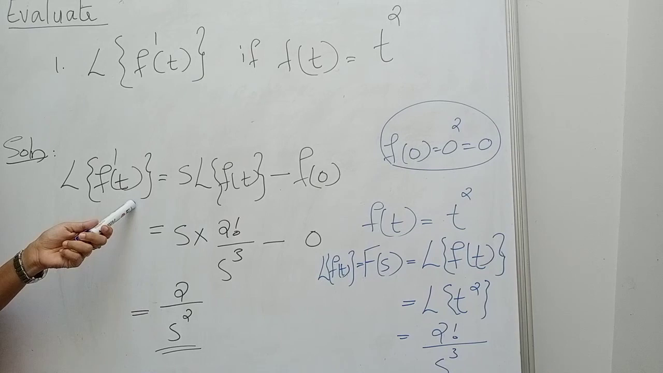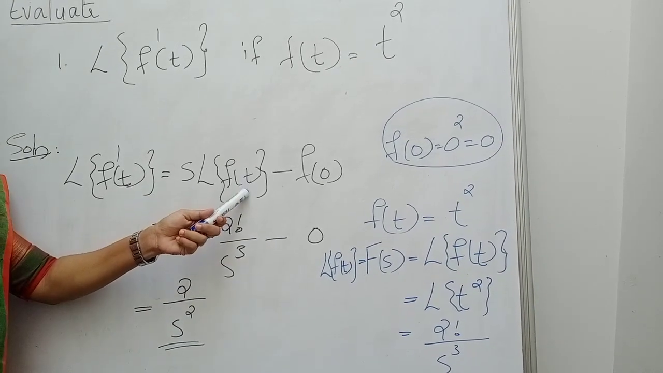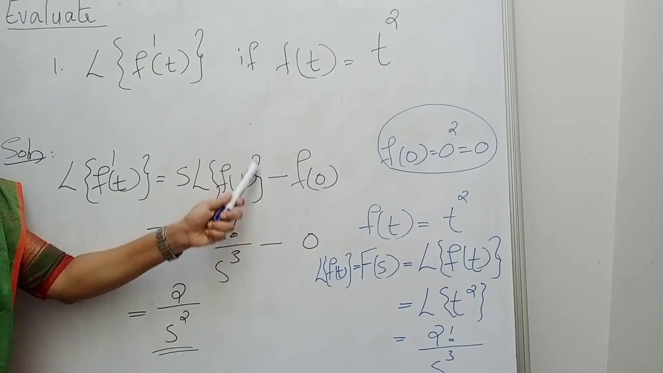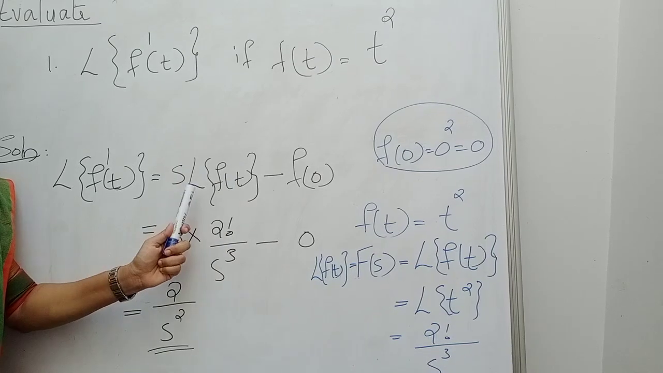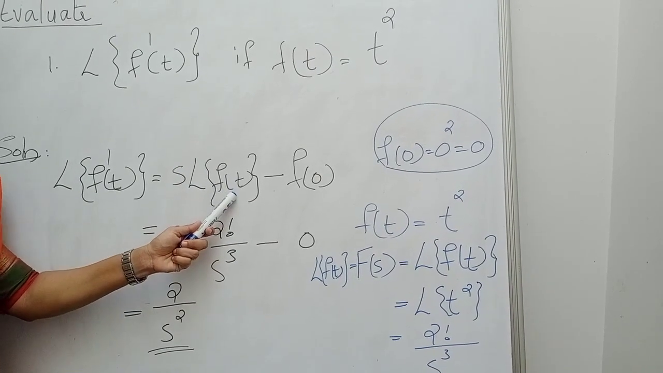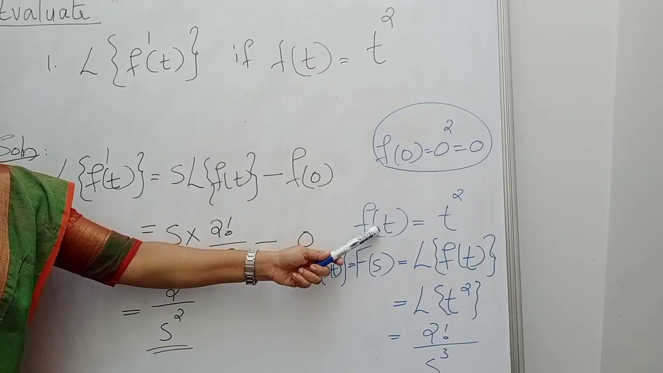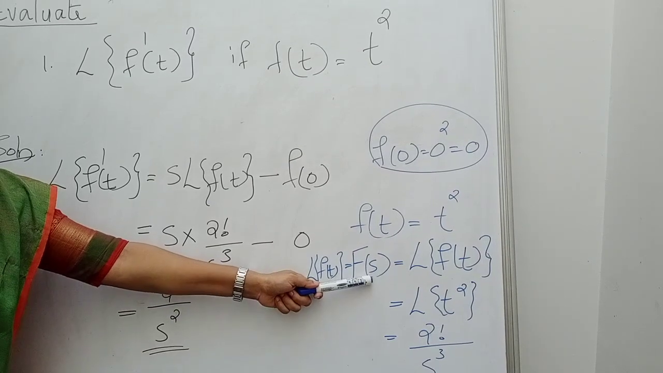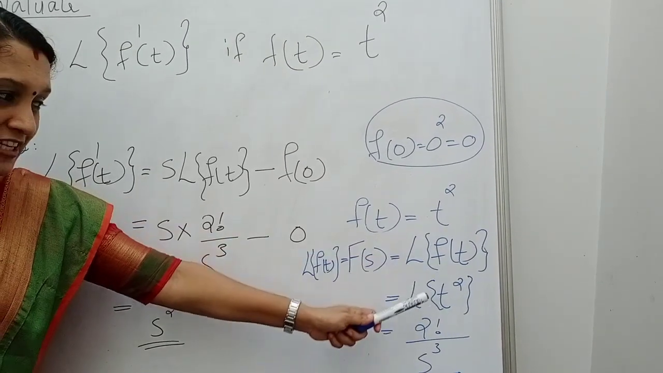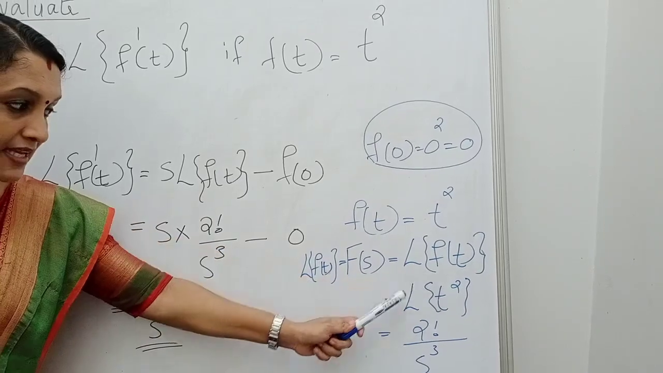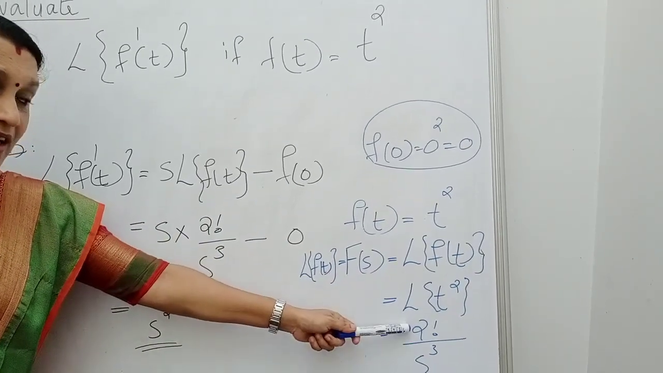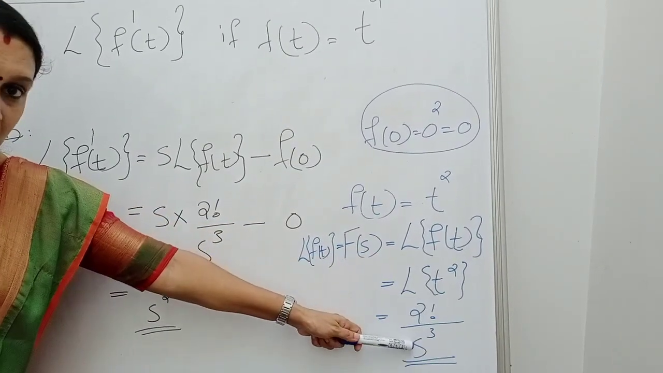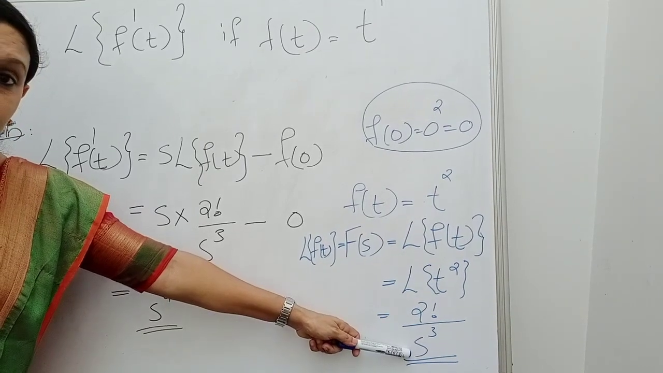L f dash t, by the definition, it is s into L of f of t minus f0. S into L of f of t. So, for the function f of t, first we should find what is its Laplace transform. Let us take here. F of t is t square, that is given. Then L f of t, that is denoted by f of s, right? L f of t is equal to L of t square. L of t square is, by using the earlier definition, L of t raised to n is n factorial by s raised to n plus 1, right? So 2 factorial divided by s cube.